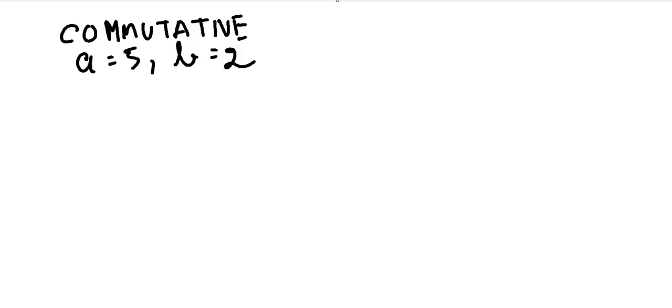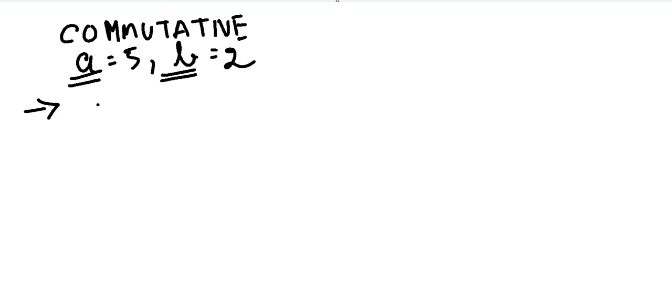Happy learning, dear students. Today we are going to discuss the commutative property of addition, subtraction, multiplication and division. For this, we are going to consider two different numbers. Let us assume the value of a as 5 and b as 2. These are just random numbers. You can take up anything. Let's start with addition first.